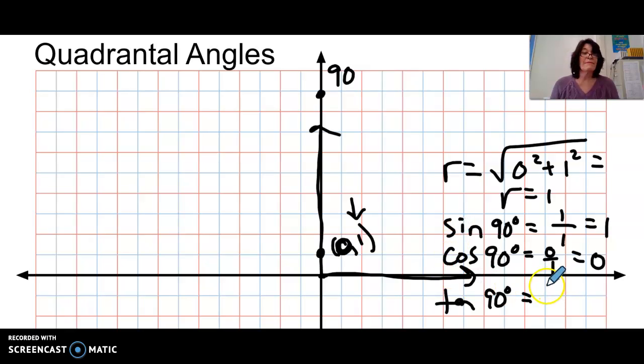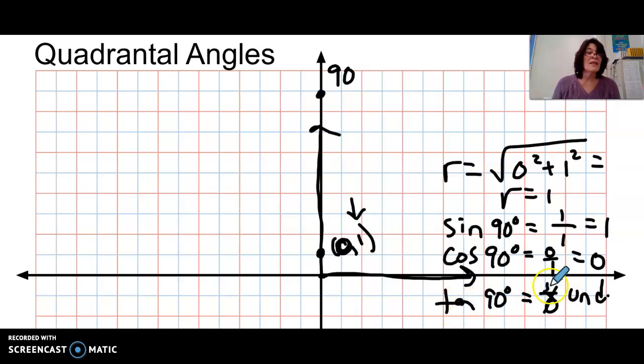Oops. Now I'm taking 1 over 0, which is undefined. So I don't say 1 over 0. I say that the tangent of 90 degrees is undefined. Okay? Cosecant of 90, of course, would be 1, because if you flip 1, you get 1. Secant of 90 degrees, if I try to flip this, I have 0 on the bottom again. So that's undefined.